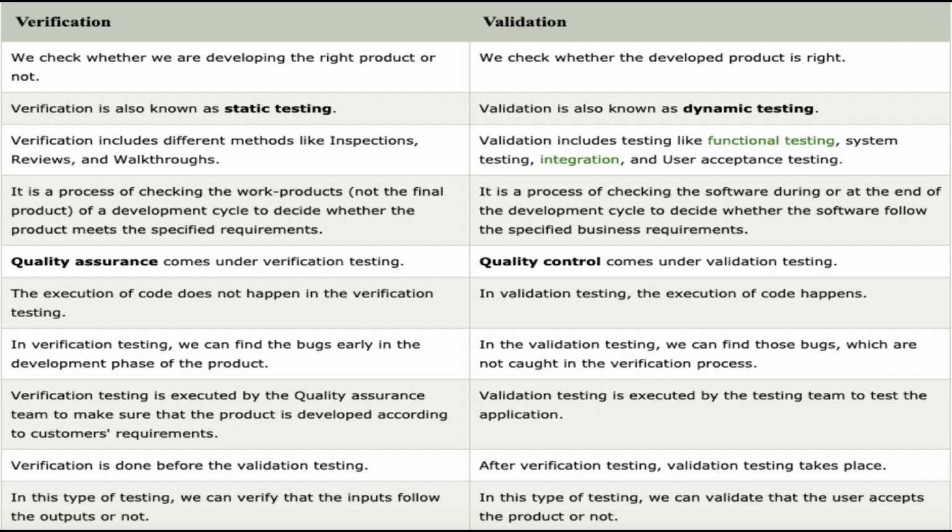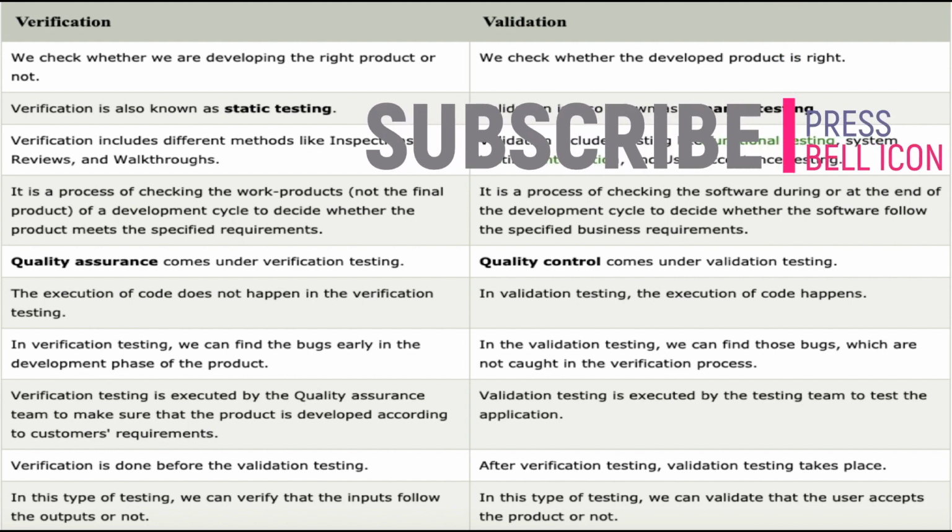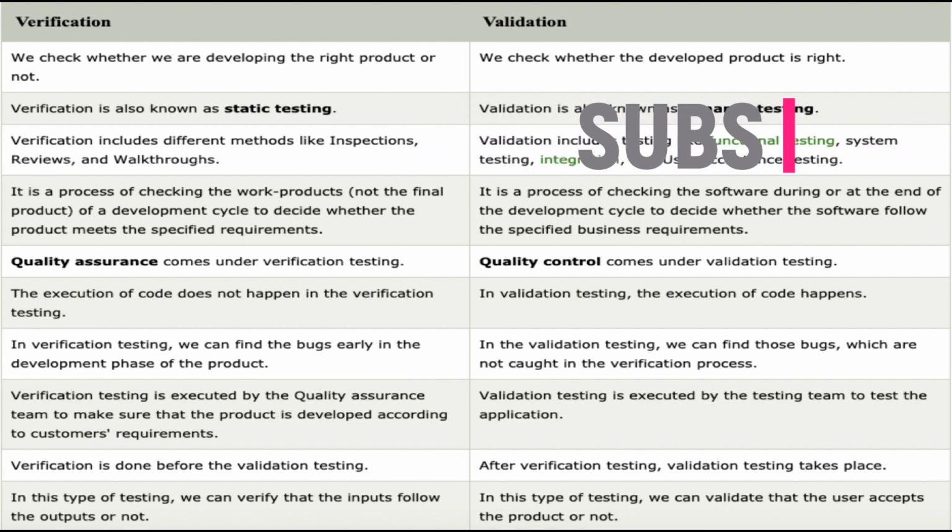Verification is a process of checking the work products, not the final product, of a development cycle to decide whether the product meets the specific requirements or not. So in verification we check that the different modules or units of the software, not the final product, meet the requirements of the client or not.